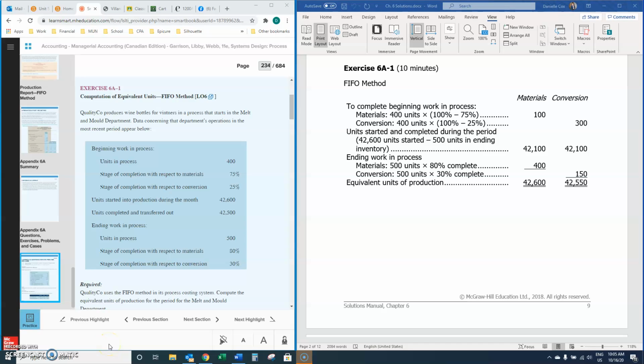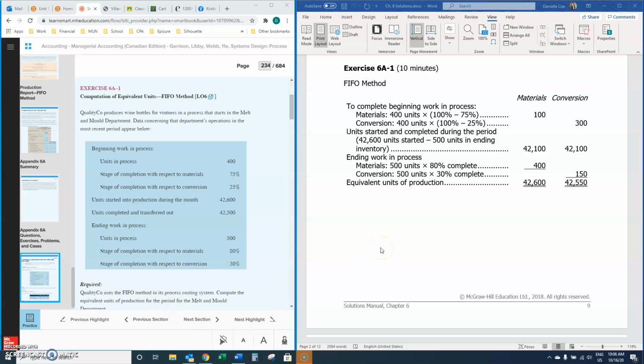Okay, let's take a look at exercise 6A-1. This is part of the appendix to chapter 6. Here we're looking at the FIFO method, whereas chapter 6 itself looked at the weighted average method. In this question we're given data about one department in a company for a period, and we are asked to complete the equivalent units of production.